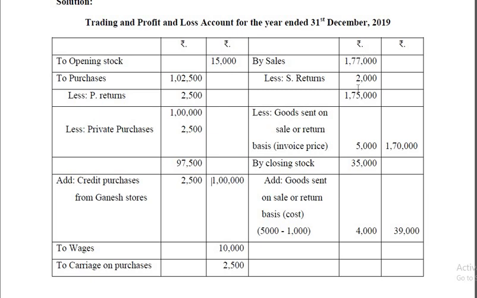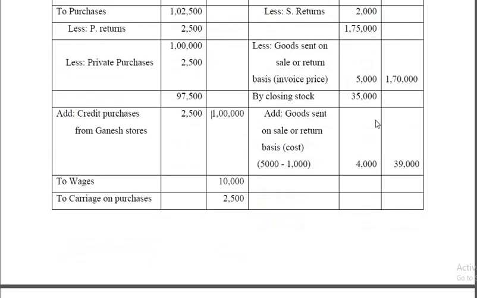Sales 1,77,000. Sales returns 2,000 should be deducted. Goods sent on sale or return basis at invoice price should be deducted. So net sales are 1,70,000. Closing stock is given 35,000. To that, goods sent on sale or return basis cost value should be added.